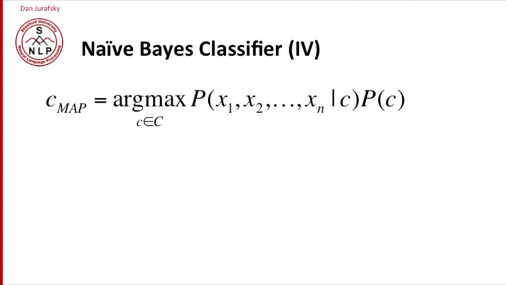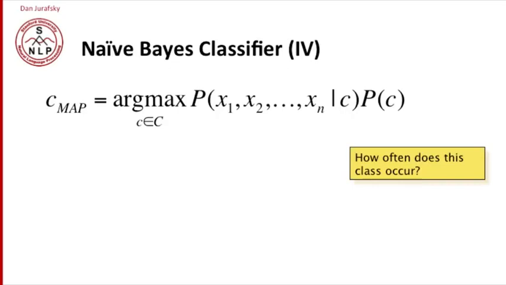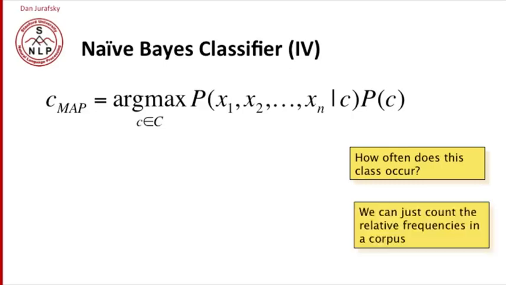So let's talk about these two pieces now. How do I compute the probability of a class? Well, really that's just asking, how often does this class occur? Are positive reviews much more common than negative reviews? Is Madison a much more frequent author? Computing the probability of a class can be done just by counting relative frequencies in some corpus or data set. So the probability of a class is relatively easy to compute.